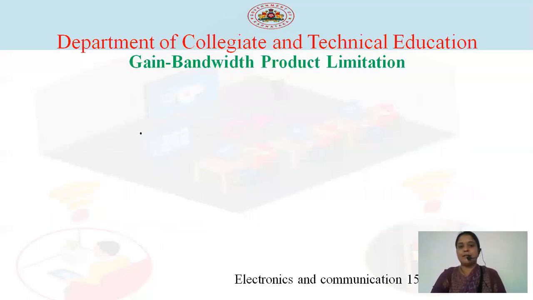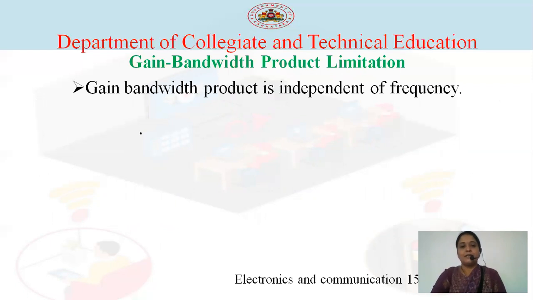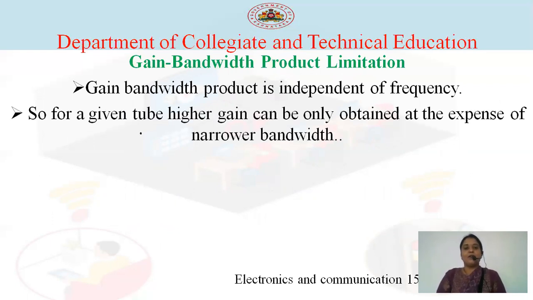Now the gain bandwidth product limitation. The gain bandwidth product is independent of frequency. Even though it is independent of frequency, for a given tube, higher gain can be obtained only at the expense of a narrower bandwidth. If the bandwidth is very small, then we can get the higher gain. The higher gain is possible only if the bandwidth is narrow.